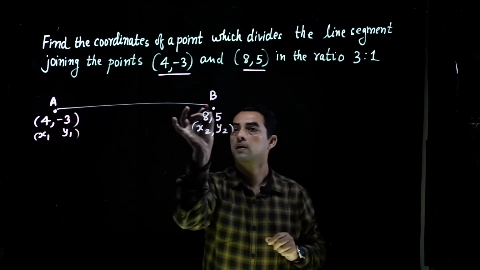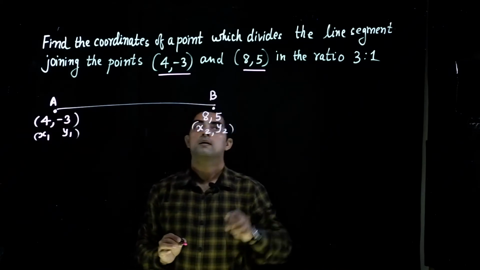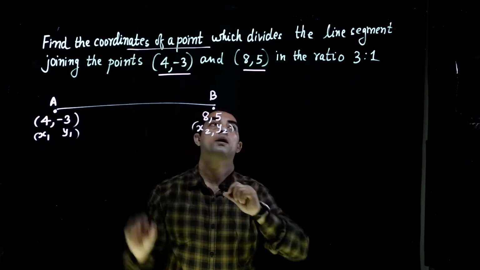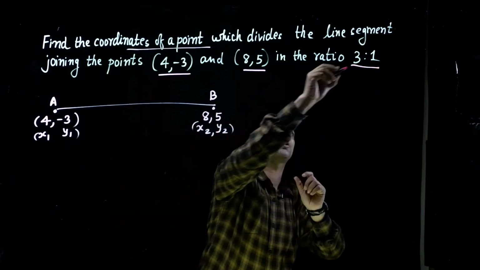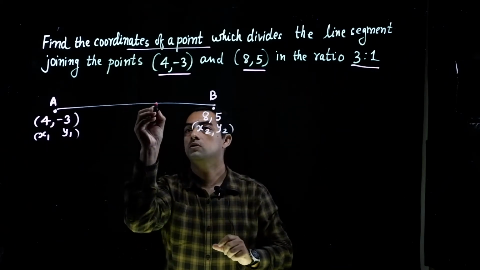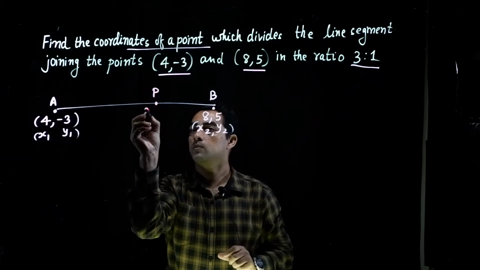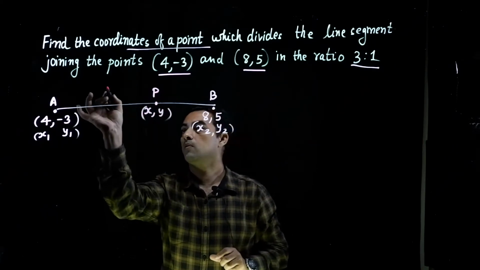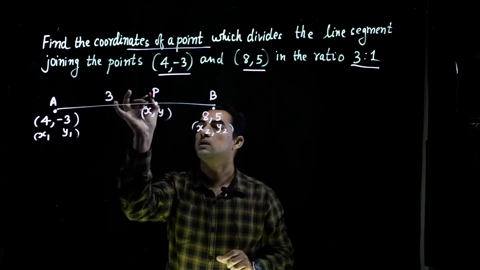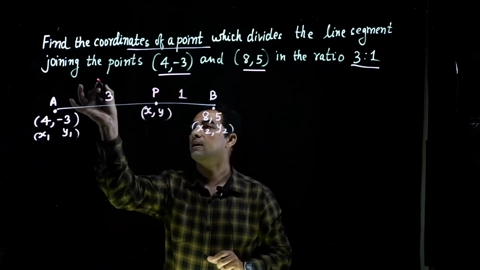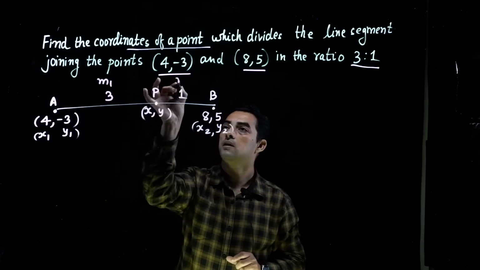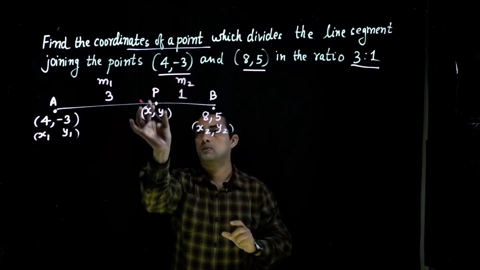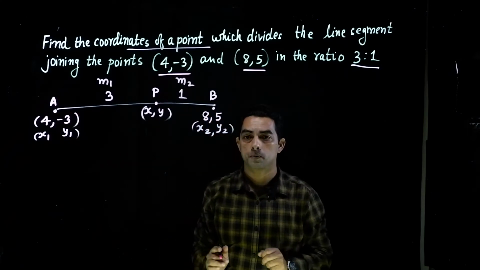Let's join them, and we have to find the coordinates of a point which is dividing them in the ratio 3:1. So the point is more towards this side. Let's take it as point P, and we want to find the coordinates of point P, that is x comma y, and the ratio is 3:1. That means m1 is 3 and m2 is 1. So the point P is dividing it in the ratio 3:1.